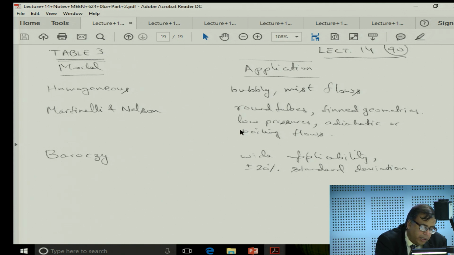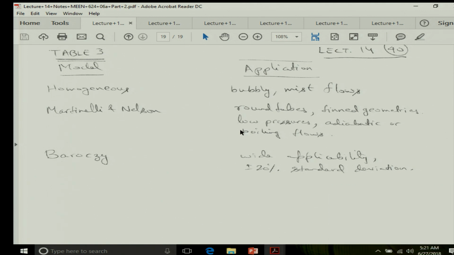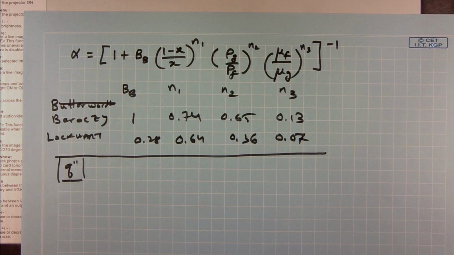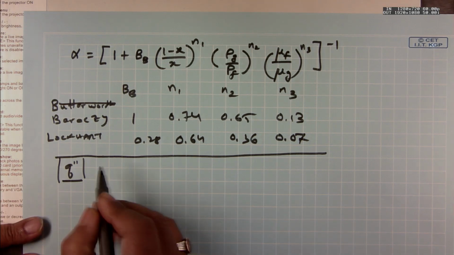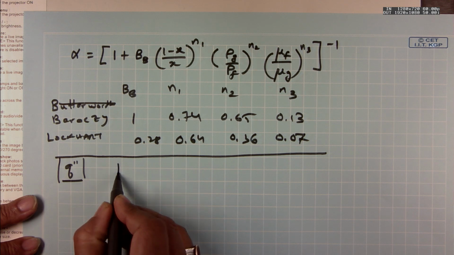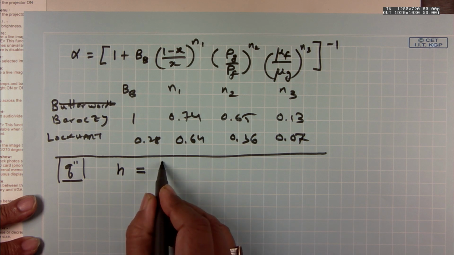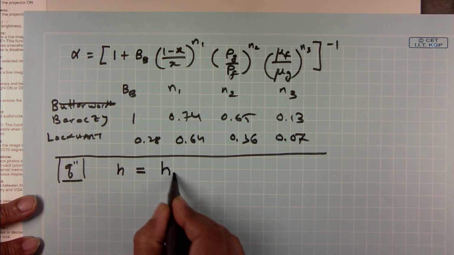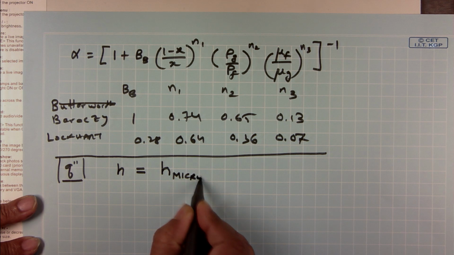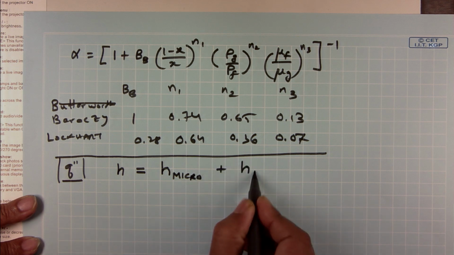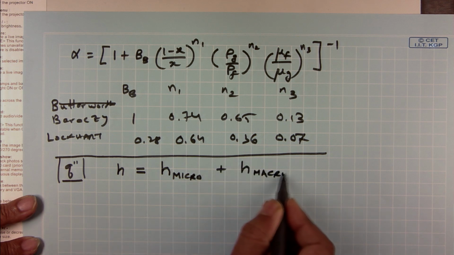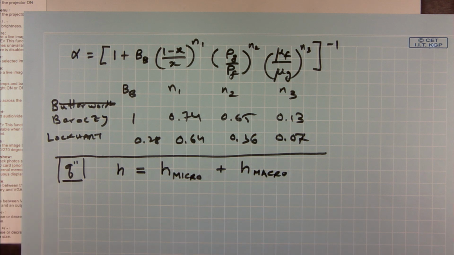And so, when it comes to predicting the net heat flux, what Chen proposed was the heat transfer in two phase flow, he broke it up into two parts, H micro plus H macro.